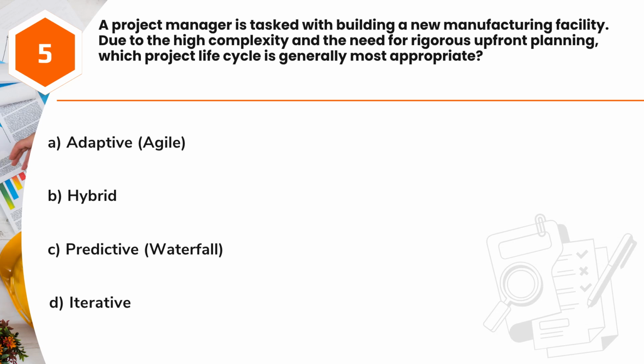Question 5. A project manager is tasked with building a new manufacturing facility. Due to the high complexity and the need for rigorous upfront planning, which project life cycle is generally most appropriate? A. Adaptive, Agile. B. Hybrid. C. Predictive, Waterfall. D. Iterative.